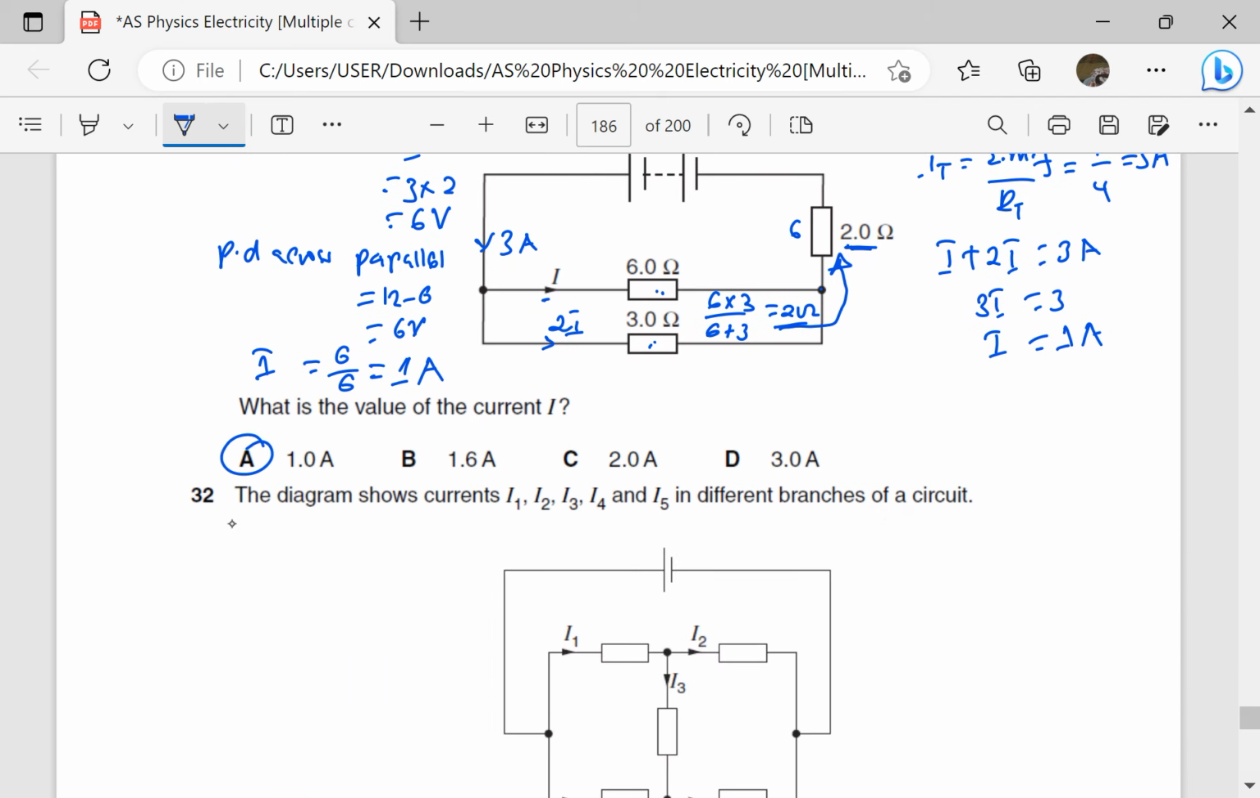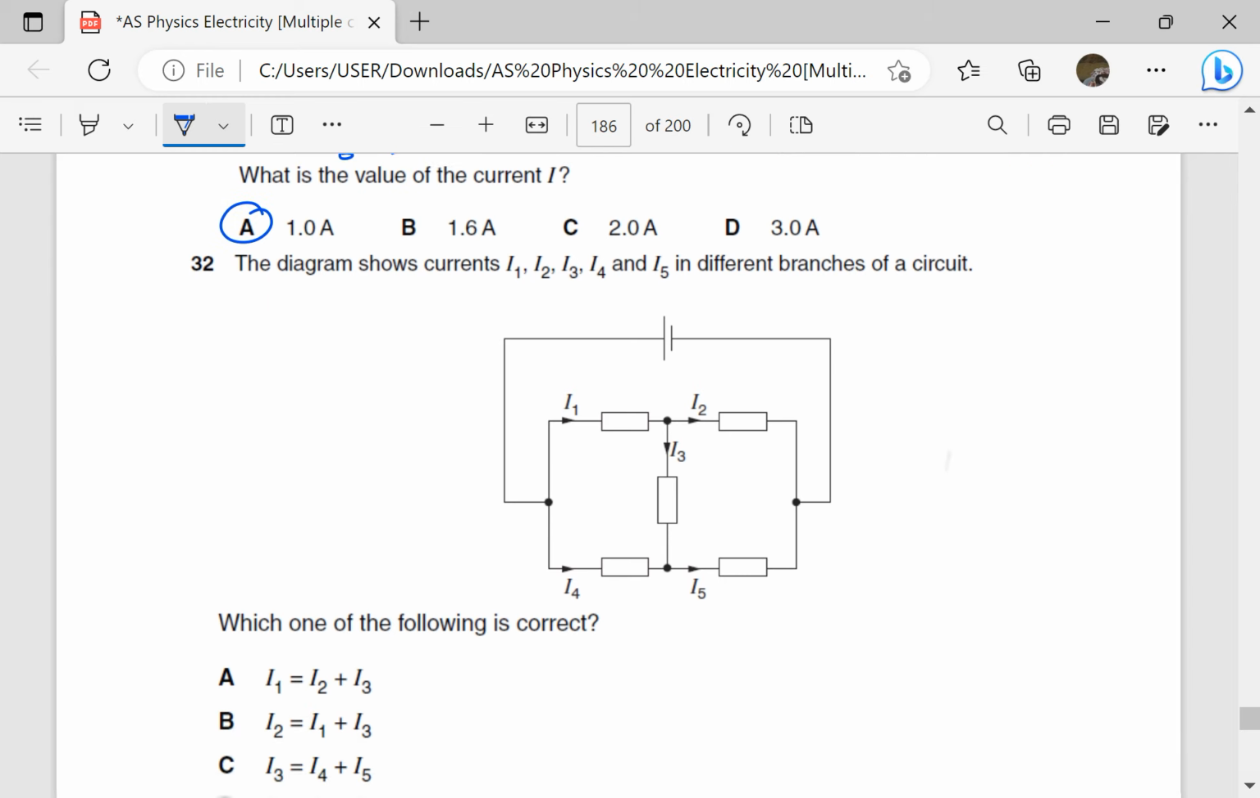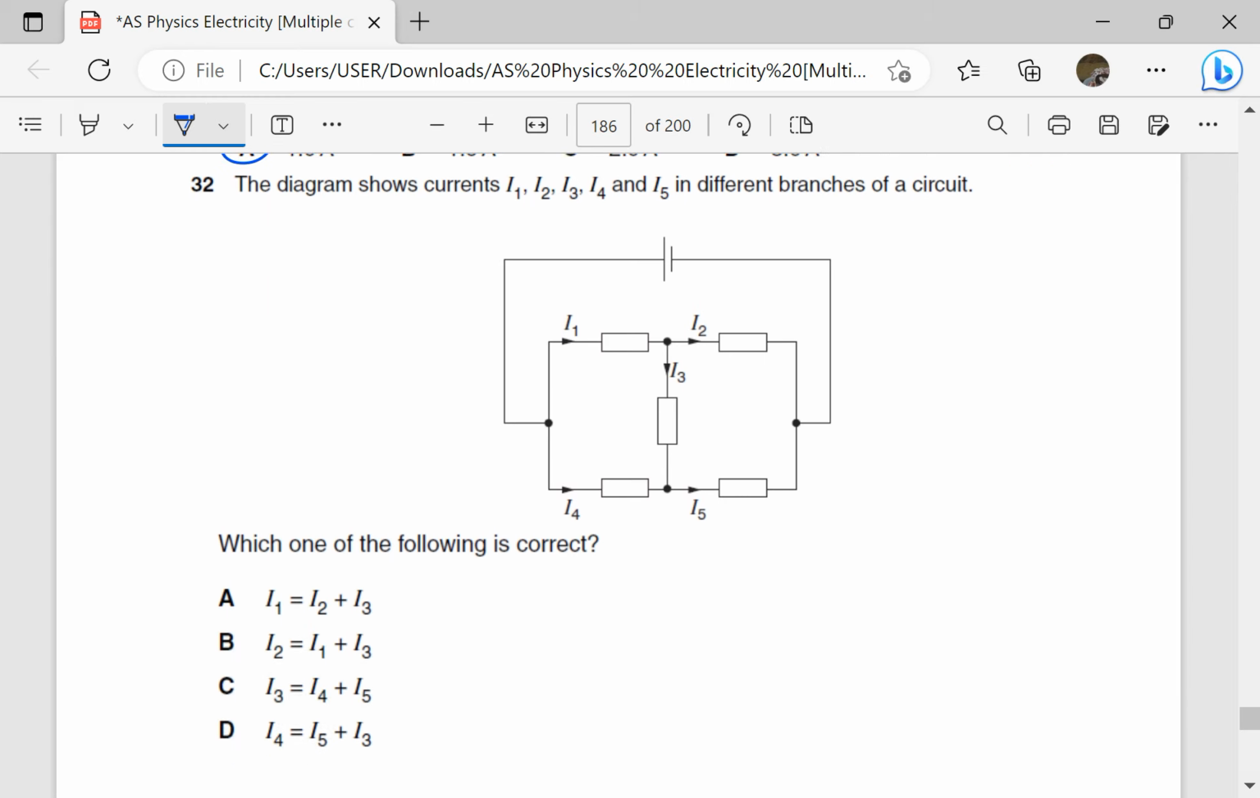So the answer is going to be A. The diagram shows currents I1, I2, I3, I4, and I5 in different branches of a circuit. Which one of the following is correct? So we see as if they are dealing with Kirchhoff's first law. I1 is entering, I2 and I3 are leaving, so this is I2 plus I3. We have that equation, I1 equals I2 plus I3, so this is correct.